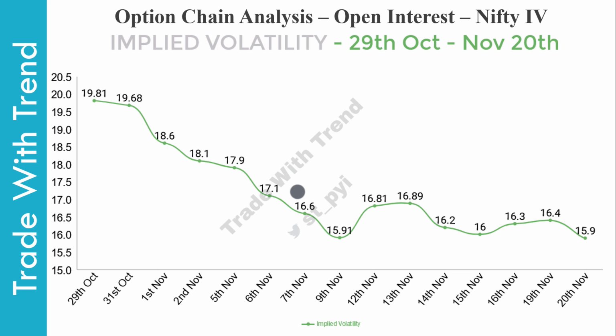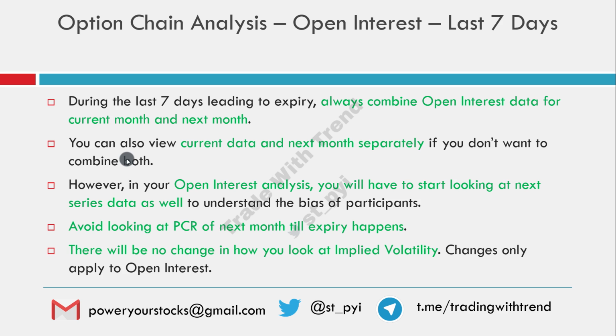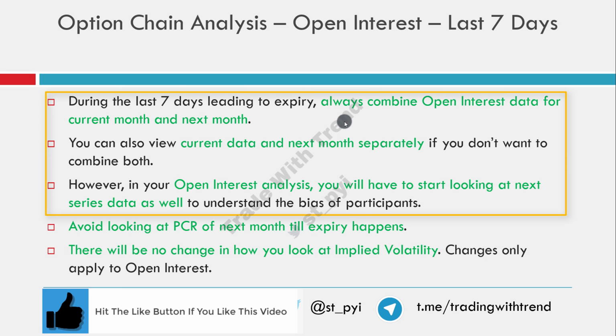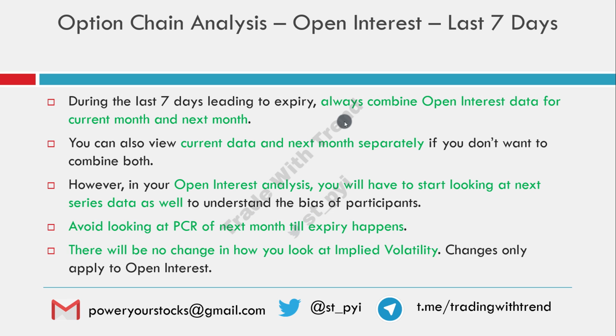If you also note, I have left out put call ratio and I will come to that in a bit. But first, let's see how to deal with price, open interest analysis and IV in the last 7 days leading to expiry. So during the last 7 days leading to expiry, always combine open interest for the current month and next month. You can also view current data and next month separately if you don't want to combine both. However, in your open interest analysis, you will have to start looking at next series data as well to understand the bias of participants in the market.